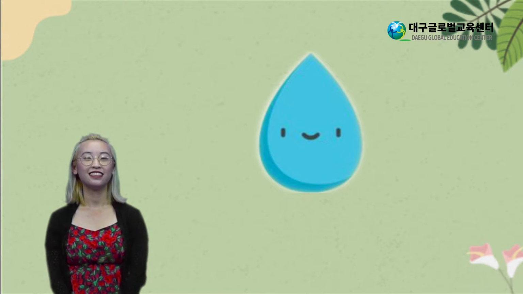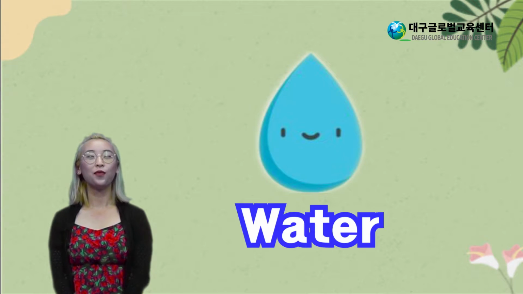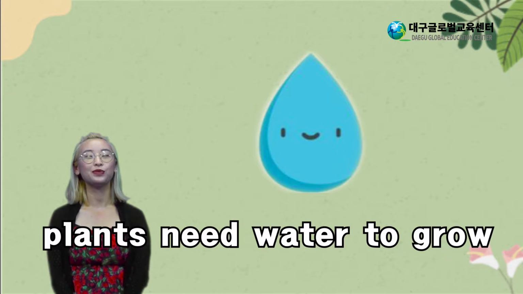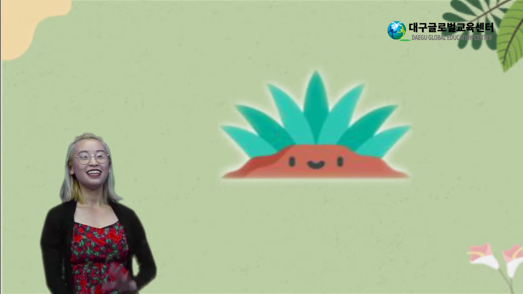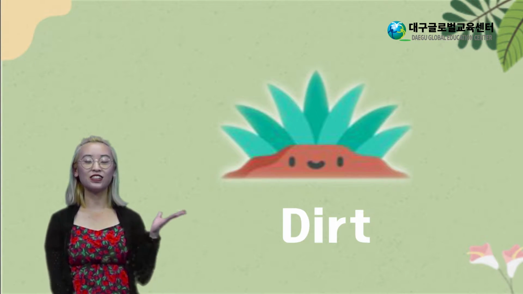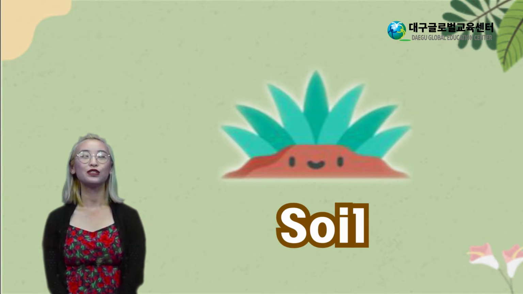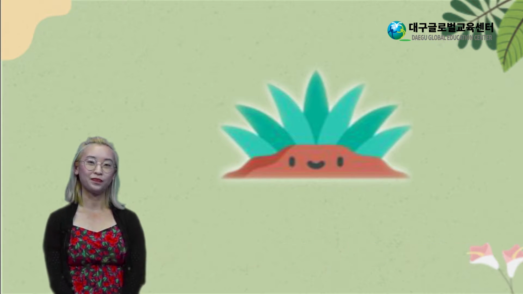How about the next picture? That's right, this is water. Plants also need water to grow. Let's look at the next picture. This is dirt. Yes, it's dirt, but it's also called soil. Plants need soil to grow.